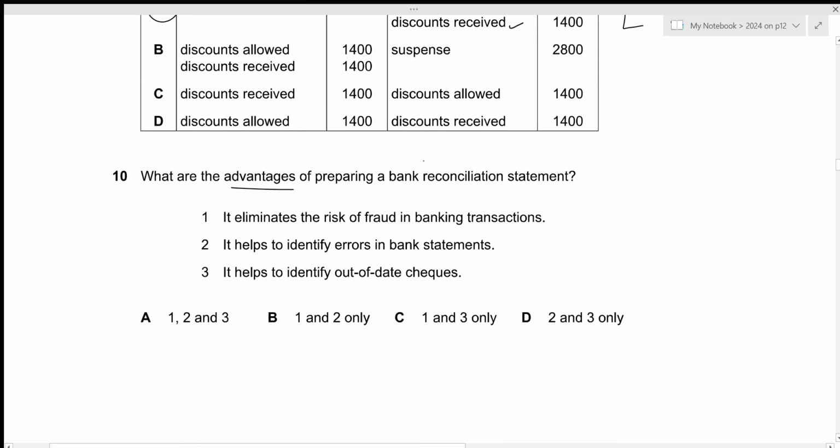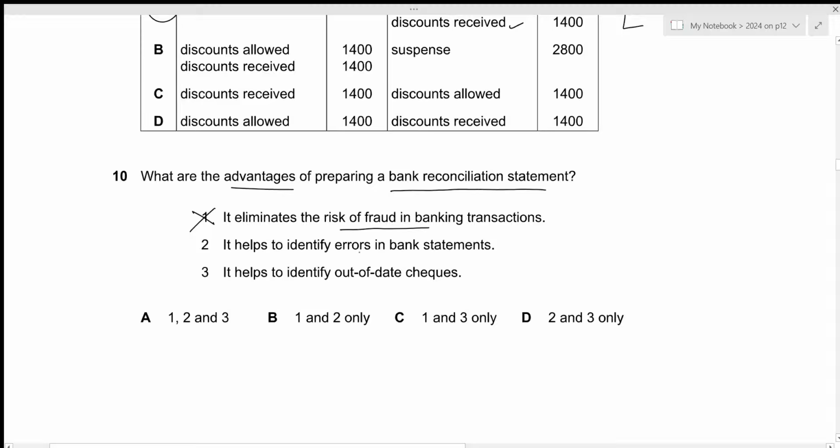What are the advantages of preparing a bank reconciliation statement? The first one is it eliminates the risk of fraud in banking transactions. Remember that we prepare bank reconciliation statement only to adjust our unpresented checks and uncredited deposits. So there is no prevention of fraud in this case. So it means that this is not part of our advantage.